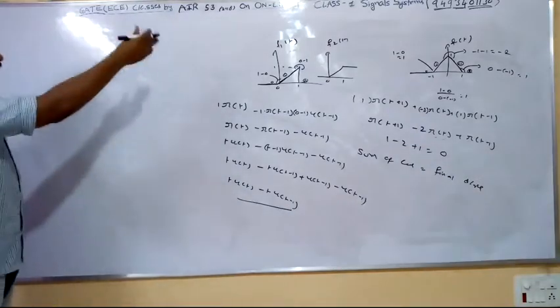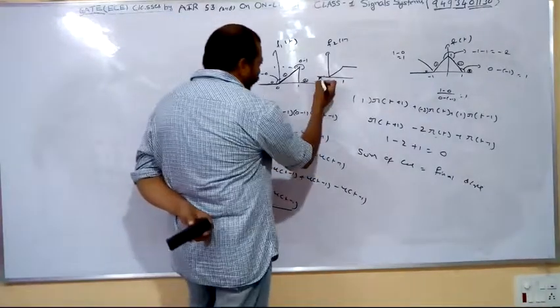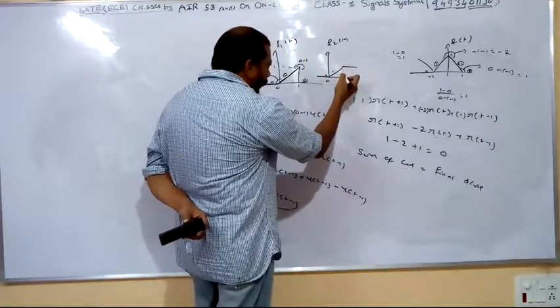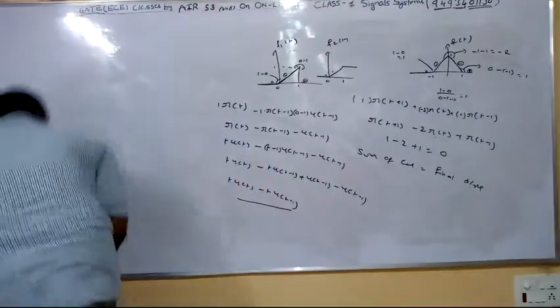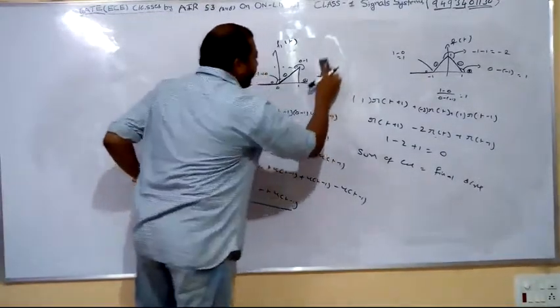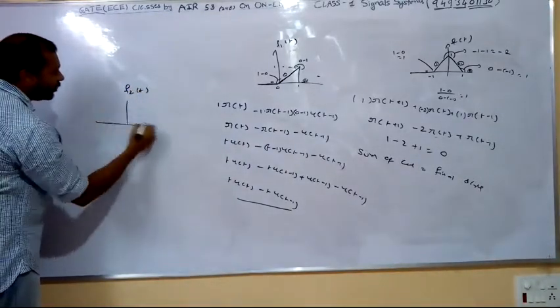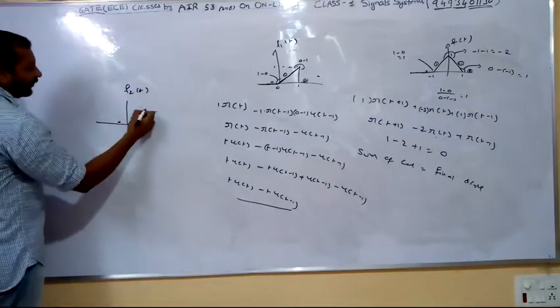Now coming to this f2 of t. What about this f2 of t? Here the present slope is equal to 0. The slope changes from 0 to 1, and after that at the t equal to 1 instant it changes to 0. I am redrawing this f2 of t; the signal is like this. Here at 0 it changes to 1, and after that it changes to 0.